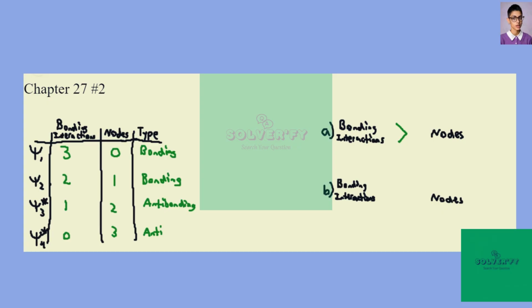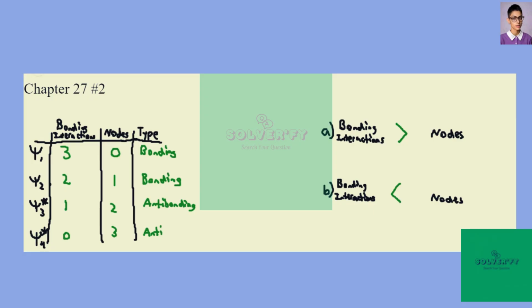And then when we look at molecular orbitals 3 star and 4 star, which are both anti-bonding, we see respectively 1 bonding interaction and 2 nodes, and 0 bonding interactions and 3 nodes. So we can say that the opposite is true for the anti-bonding molecular orbitals. We can say that we have more nodes than bonding interactions.